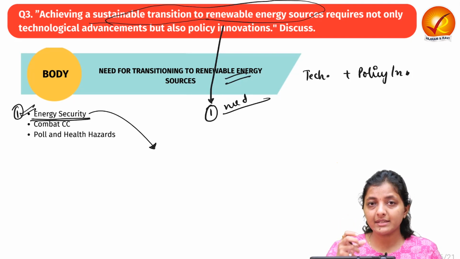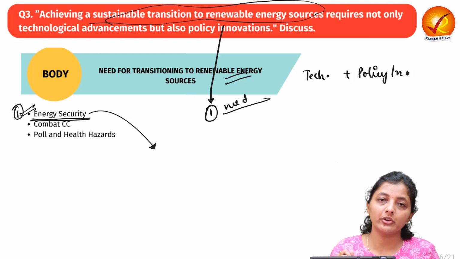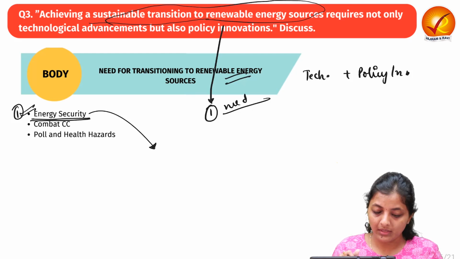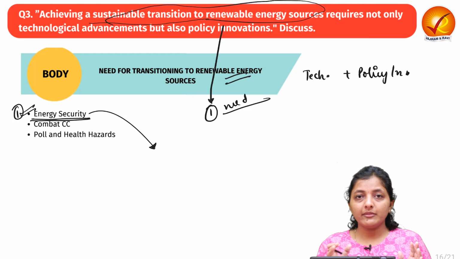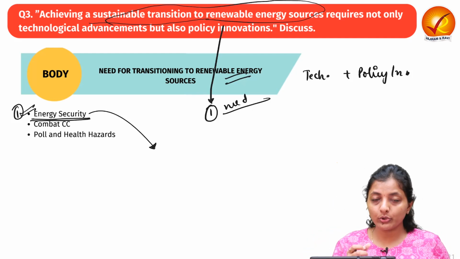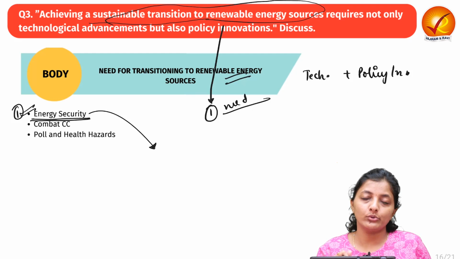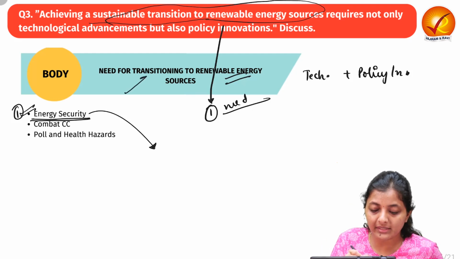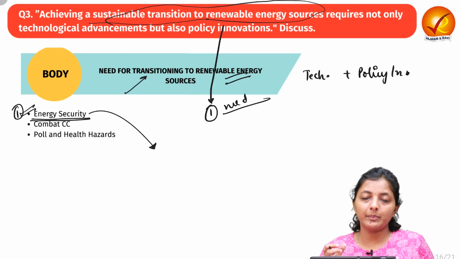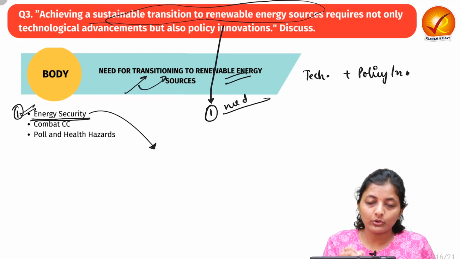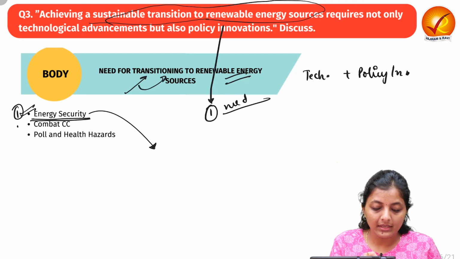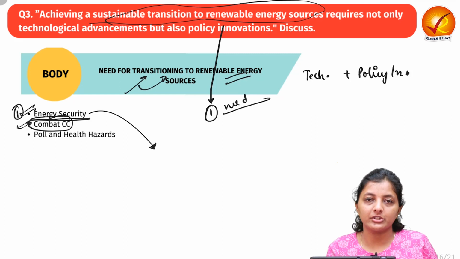So this creates impacts on the energy security of our country, that is India. To be secure for our energy needs, we need to diversify our resources, or we need to be secure domestically only. That is why we need this transition from import dependency to renewable sources.